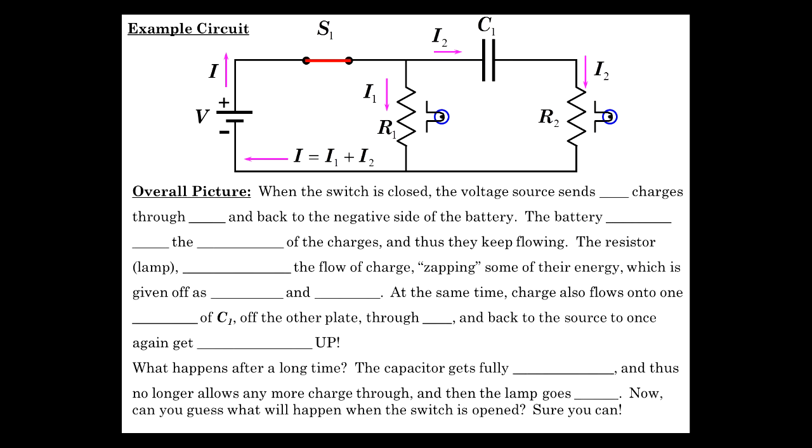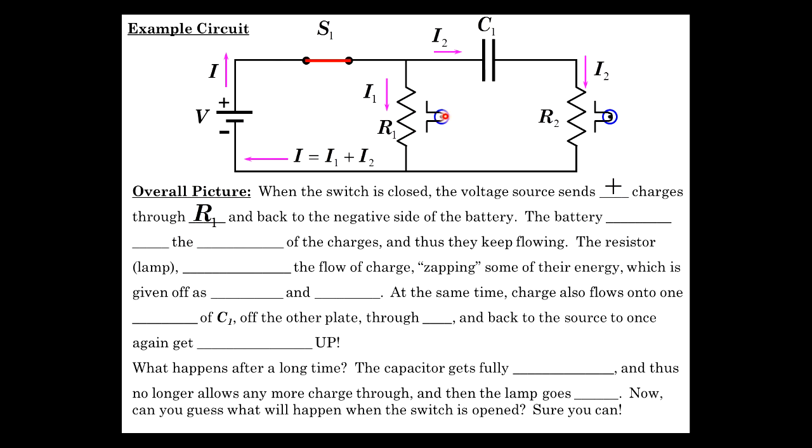Now, a description of what's going on. So we close the switch. The voltage source sends positive charges. That's the definition of electrical current, the flow of positive charge, which is really the opposite direction of the flow of electrons. So electrons move one way, or negative charge, and I'd like you to think about it as positive charge flowing the opposite way. That's the standard definition for electrical circuits, the direction that positive charges move. And it goes through R1 back to the negative side of the battery. That's just expressing what's going on here.